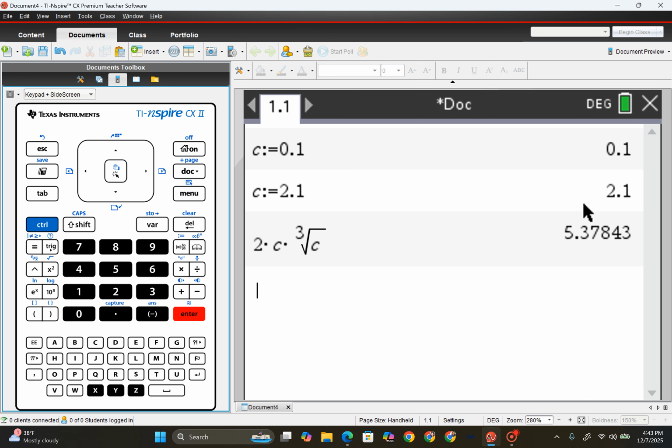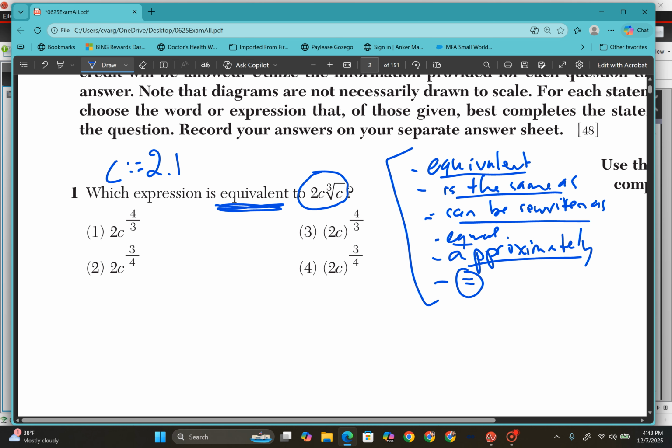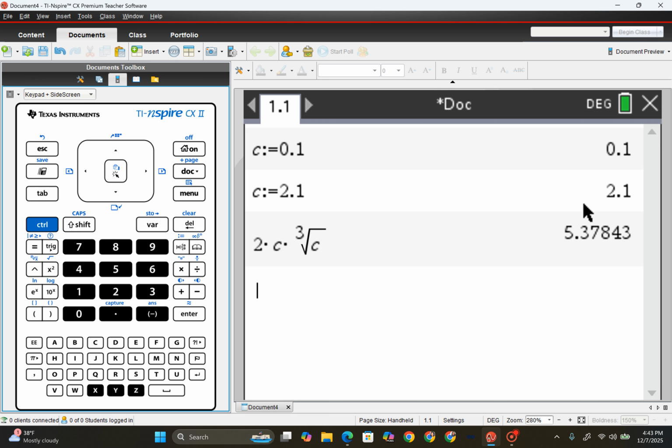So this answer is 5.37843. Okay, if your float is on, it might be a different number, but generally you'll get 5.38, 5.4, something like that. So I'm just going to go ahead and write that number down. So 5.378. And we understand that there's more to this number, right? If I go up and I hit enter, that's what the whole thing is equal to.